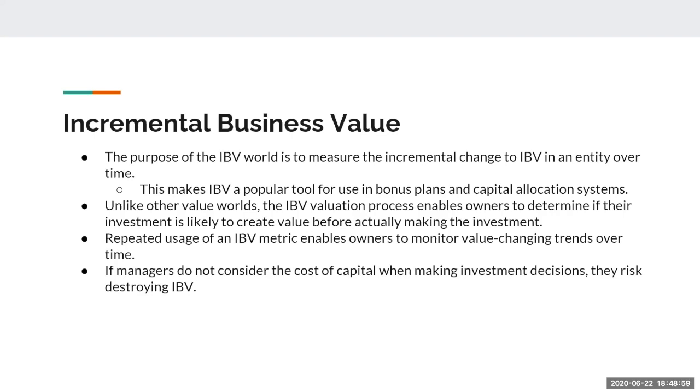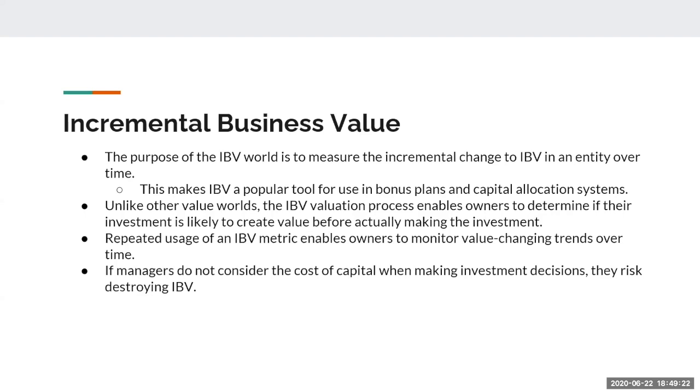Not necessarily as much of a tool used when selling a business was one interesting thing that I learned from the text. Unlike the other value worlds, the IBV valuation process enables the business owners to determine if an investment is likely to create value before actually making the investment. I'll just jump down here.